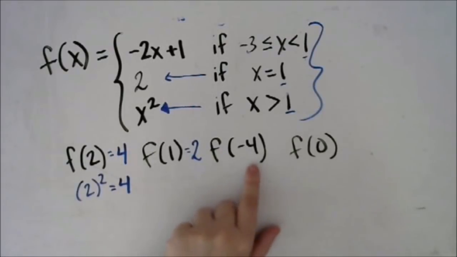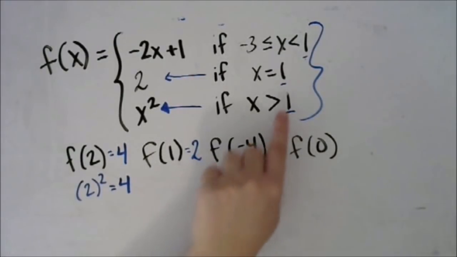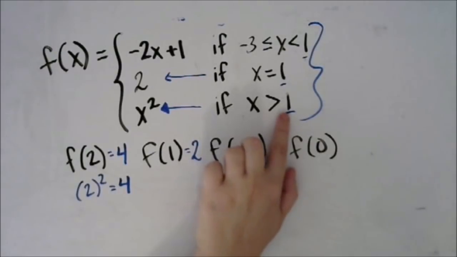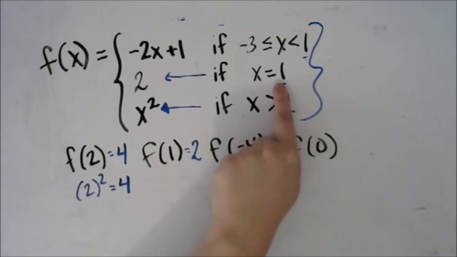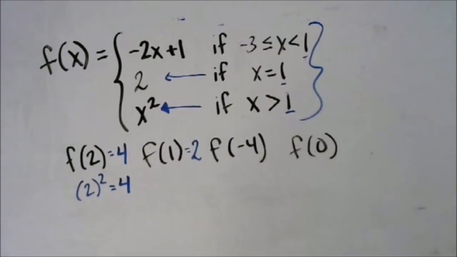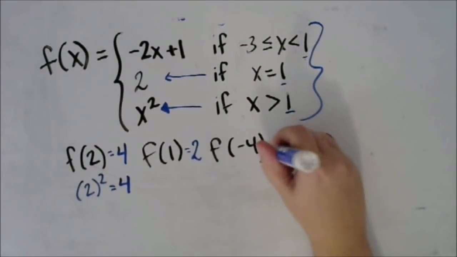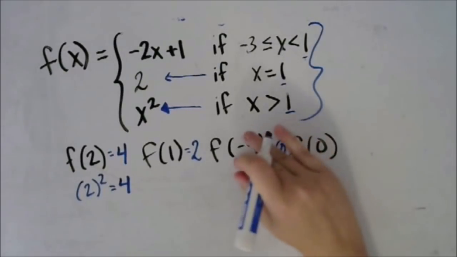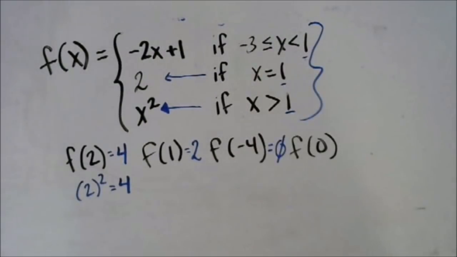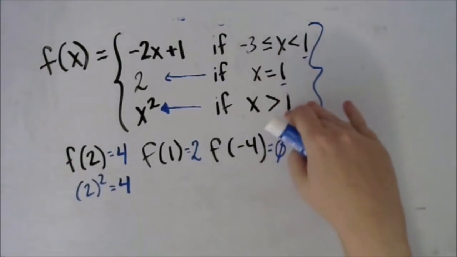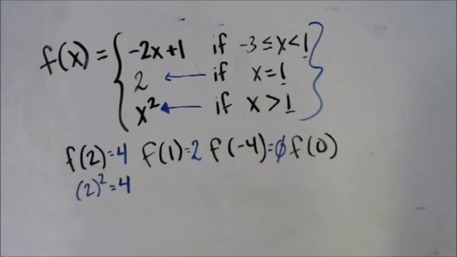Where would you find -4 in your domain? It's not greater than 1, it's not equal to 1, and it's not between -3 and +1. So for this one, we would say no solution, because -4 is less than -3, and this function is only defined from -3 until positive infinity.